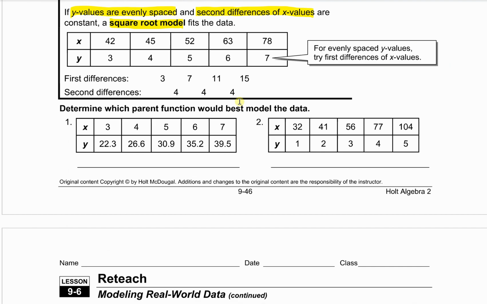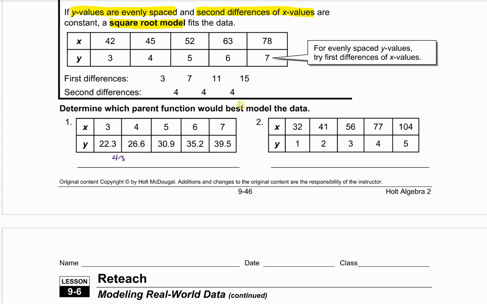So how are we going to do this? Got to find those differences. You're going to need a calculator, and you're going to have to just do some subtraction here and see what happens. So let's see. If I do some subtraction on number 1 here, 26.6 minus 22.3, I get 4.3.